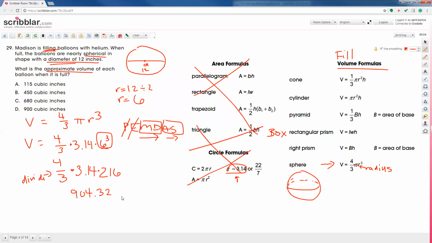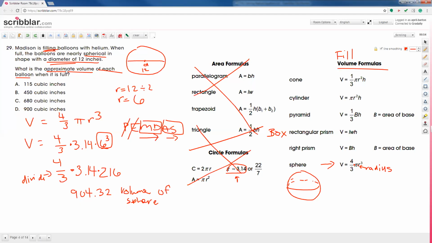So again, we don't see that exact answer, and we've got to double check, did we answer the question? We just found the volume of the sphere. So looking at the question, it said, what is the approximate volume of each balloon? Volume of the sphere. This is the correct answer. This time we don't need to keep going. It gave us just one step instead of having to do multiple steps.